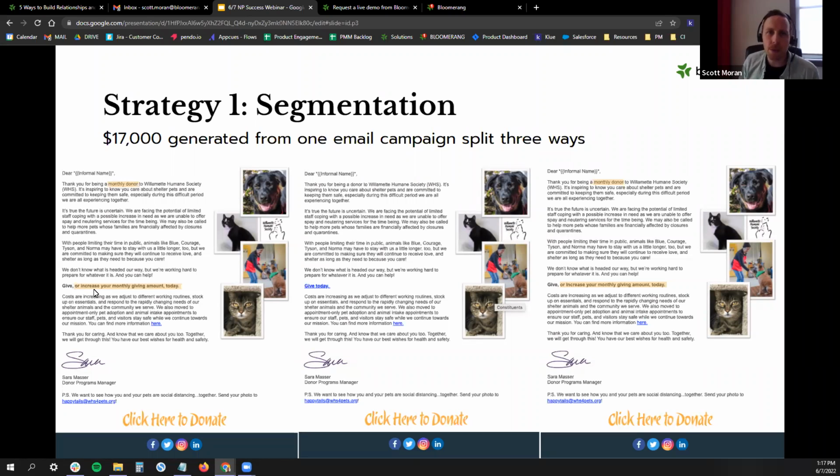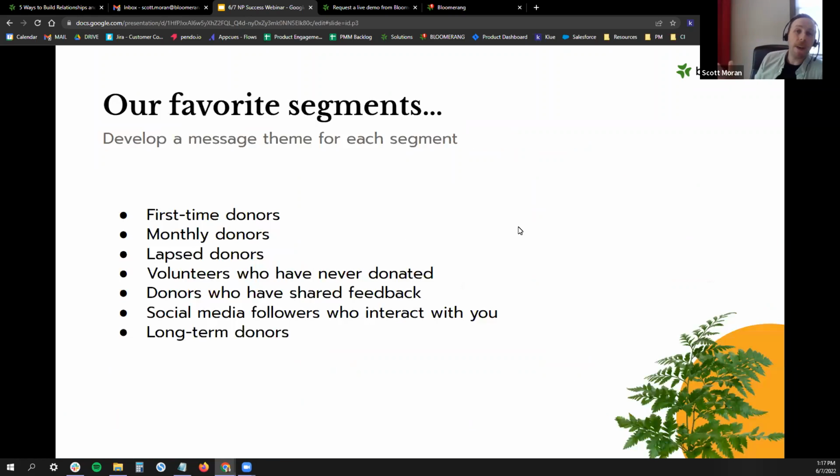We found at Bloomerang that organizations who segment based on unique groups, such as recency of giving, reasons for giving, their interests, or even their address location or demographic location, see significant gains in their donor retention rates. And speaking of those segments, here are some of our favorite segments. If you're asking, where do I even start? How do I segment my database? Start with these. Start with your first-time donors. Try to find your monthly donors, lapsed donors, or otherwise donors that just stopped giving. Take a look at volunteers who've never donated, or donors who've shared feedback, whether it's positive or negative feedback.